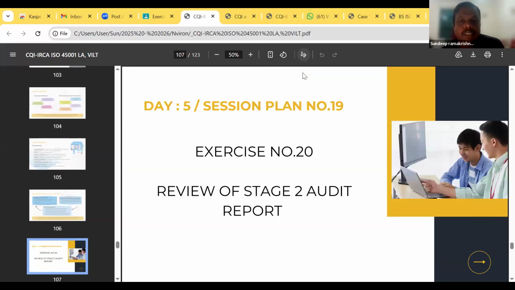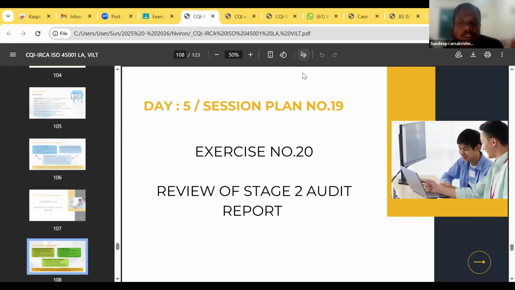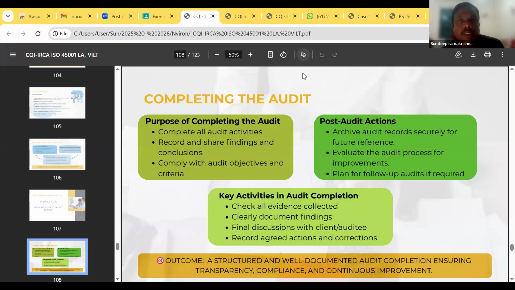So there is this exercise to review the audit report. We'll just complete the rest of the training and come back to this. So after the report is completed, right? There are a few steps in completing the audit, right?